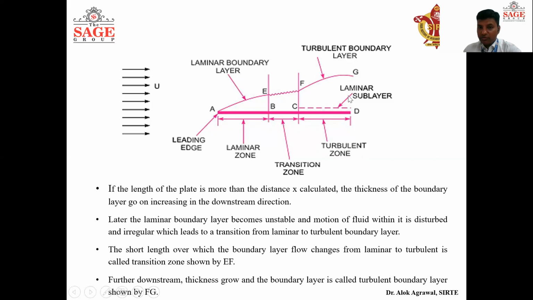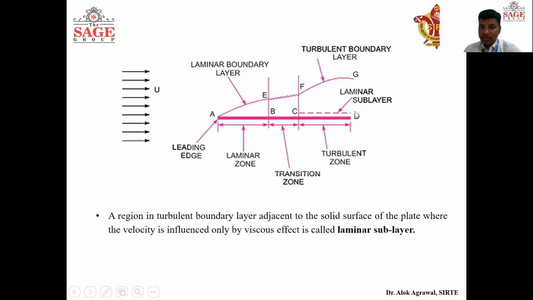Further downstream, as the fluid moves, the thickness of the boundary layer grows further, and we call it the turbulent boundary layer, which is shown by FG, and this CD is the turbulent zone. But we can see a region in the turbulent layer adjacent to the solid boundary. This CD is the turbulent zone, but very near to this solid body, there exists a laminar sublayer.